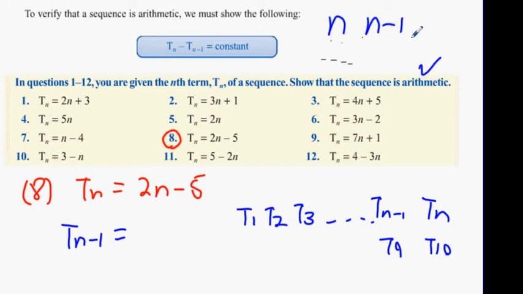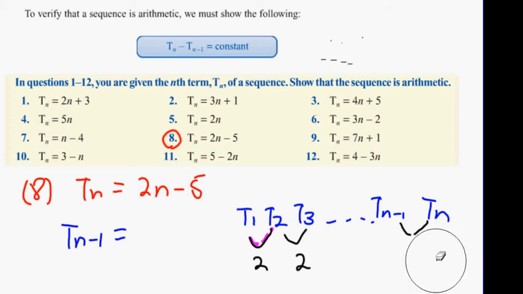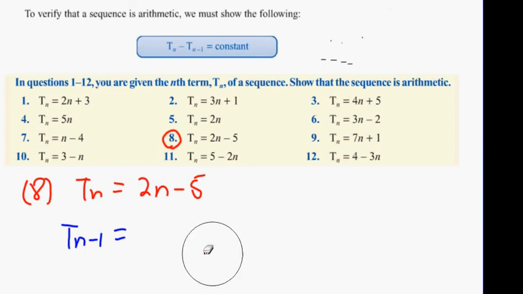Now, what's always the gap between two terms? What's the gap between T1 and T2 usually? D. And d in this question is 2. What's the gap between T3 and T2? 2. So what should be the gap between Tn minus 1 and Tn? Should be 2. The answer should always be 2, no matter what the n value is, for this question. Let's find out if that's the case. So, what's the difference between Tn and Tn minus 1? Visually, what is the difference?